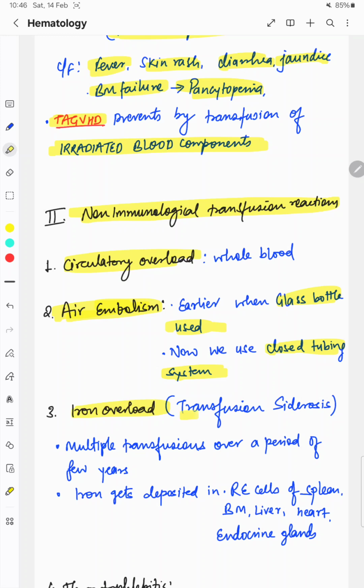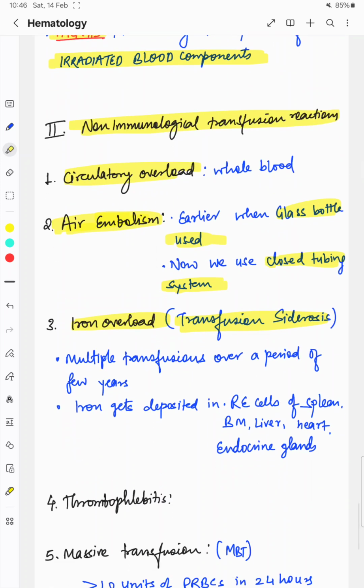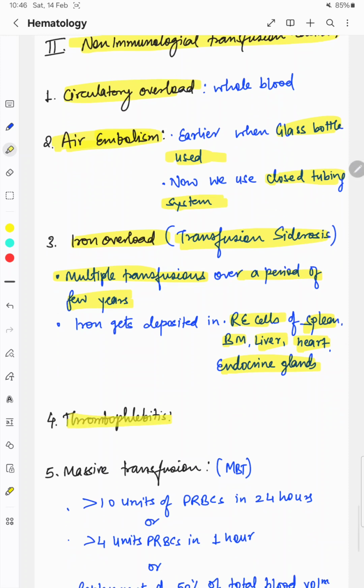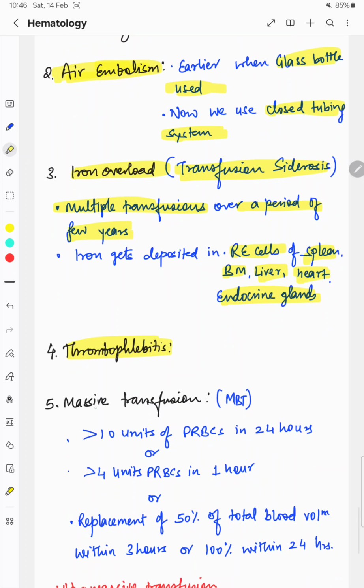Iron overload or transfusion siderosis is a delayed type of non-immunological transfusion reaction. When a person receives multiple transfusions over a period of a few years, like in thalassemia, iron gets deposited in the reticuloendothelial cells of the spleen, bone marrow, liver, heart and endocrine glands and results in decreased functioning of these systems. Thrombophlebitis at the site of the venipuncture may also be seen.